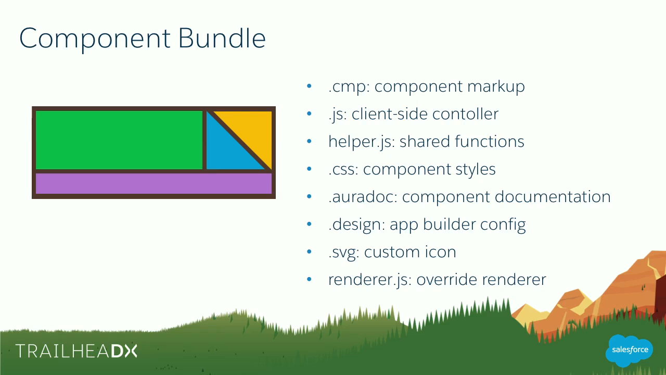And the SVG icon, just an icon, so it has its own icon in the app builder. And of course the renderer itself. The renderer is really about how every component has a life cycle, or our framework has a life cycle for how we do rendering. And this allows you to tap into that and do some specific handling on the rendering itself.